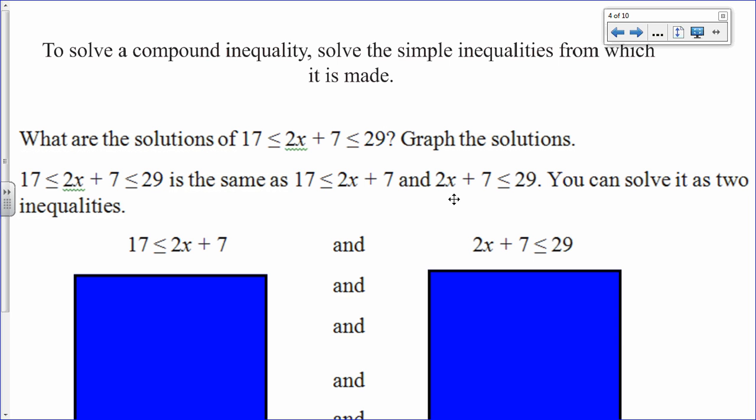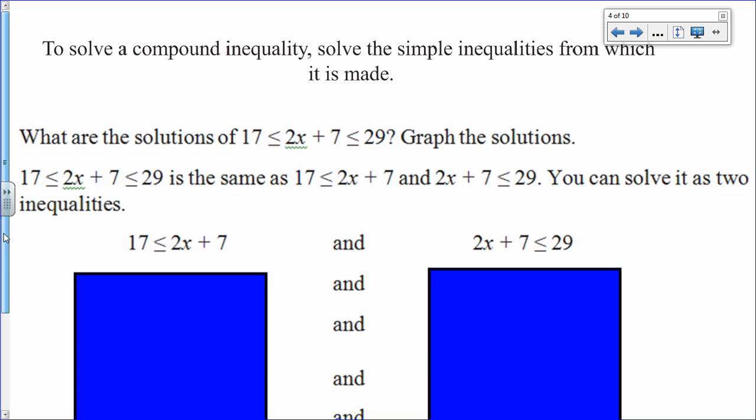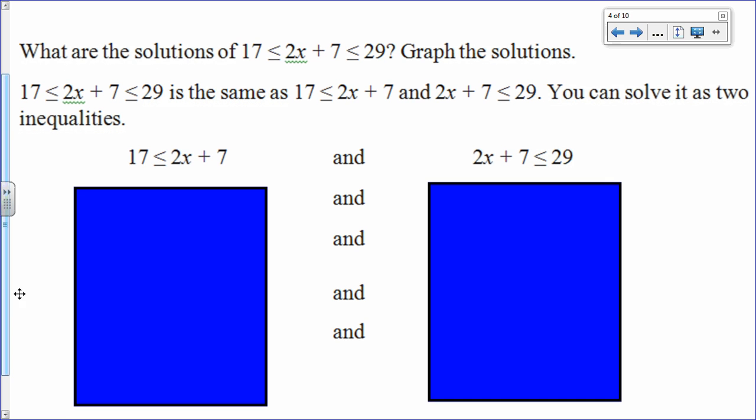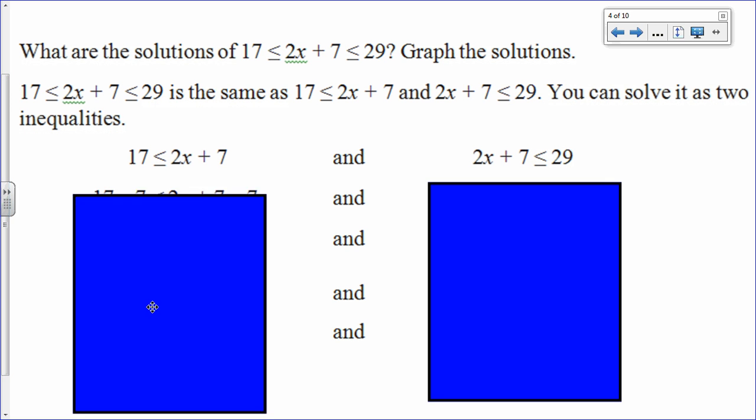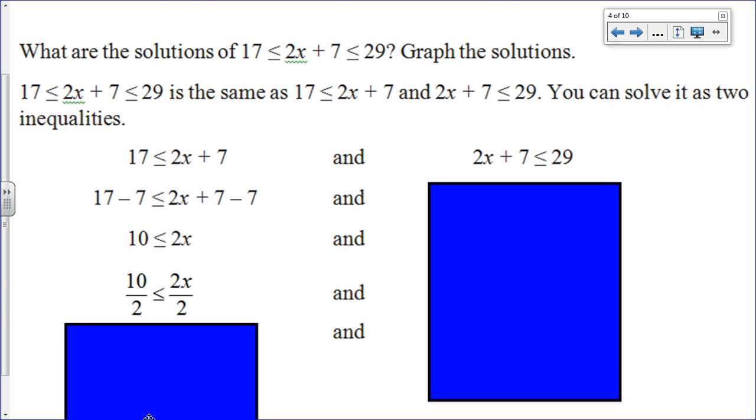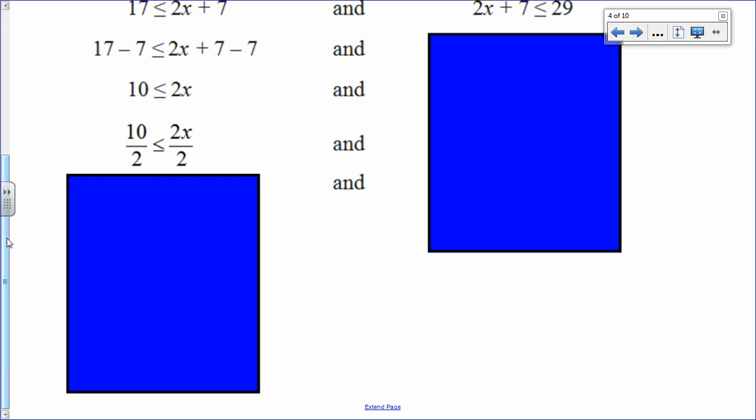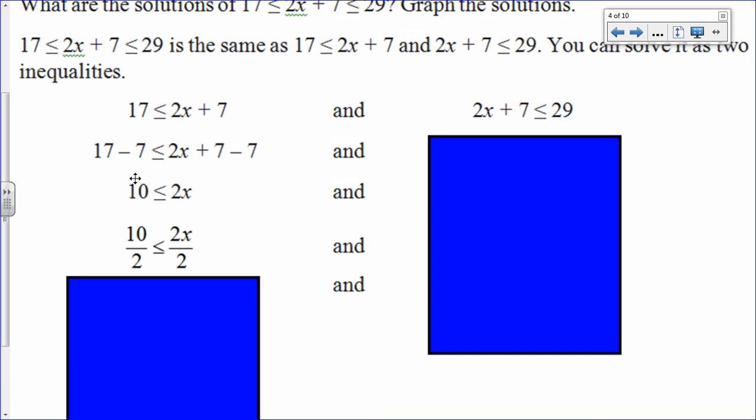And then the last two thirds of the inequality: 2x plus 7 is less than or equal to 29. And you need to solve both of them. In between goes the word "and." So you're going to solve each one in the same way you would normally solve an inequality. We would start out by subtracting 7 from both sides.